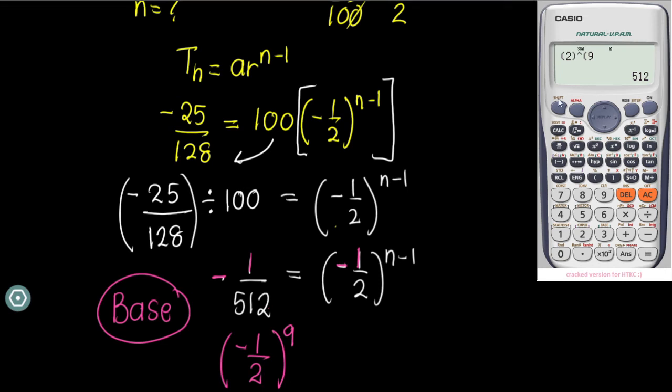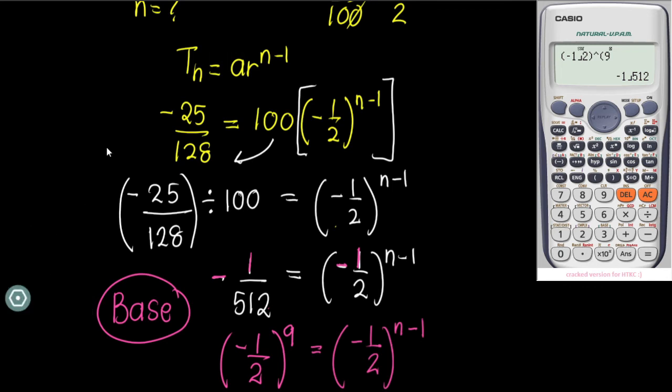Key in the whole thing back. So, negative 1 over 2 power of 9. Do we get back the original? Yes, we get back like the original. Can you see? If you get back the original one, then this is correct already. Now can you see the left and the right are the same already?